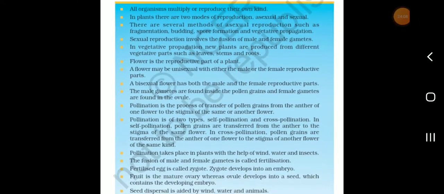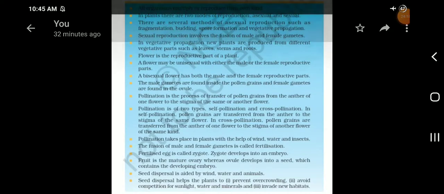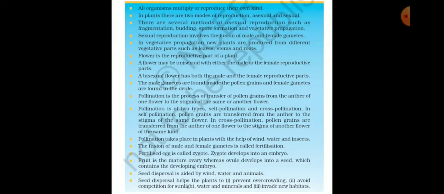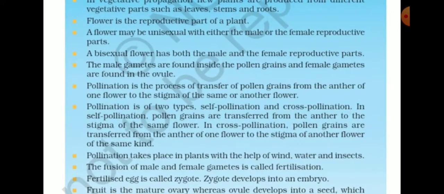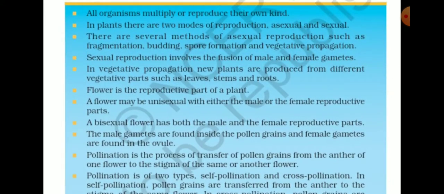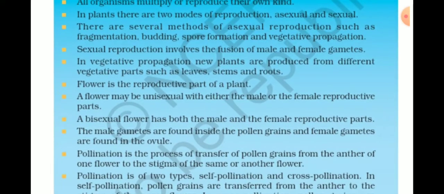Dear students, just recall these portions. All organisms multiply or reproduce their own kind. In plants, there are two modes of reproduction. What are the two modes of reproduction? Asexual and sexual reproduction. There are several methods of asexual reproduction such as fragmentation, budding, spore formation and vegetative propagation.